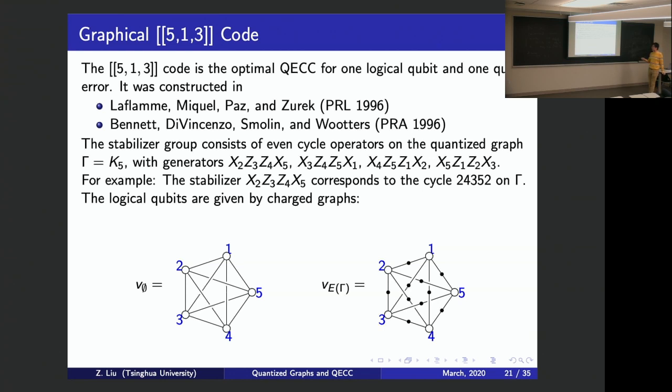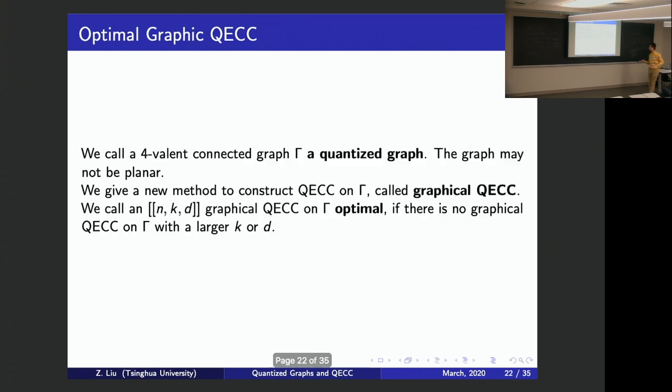So from this non-planar graph, we can get the optimal code, the 5-1-3 code. And then we can expect there are many other good codes given by such non-planar graphs. And that's beyond the planar theory. So somehow this is no longer a 2D theory, because it comes from graphs in 3D, projected onto a plane.